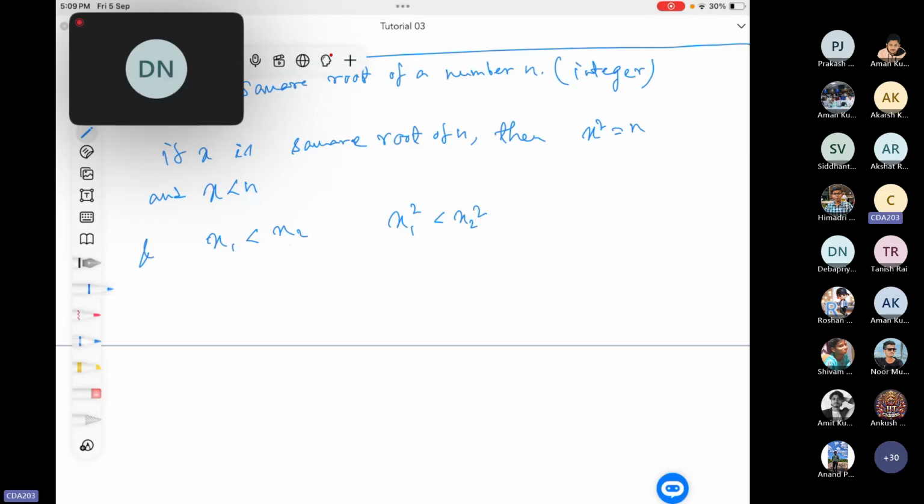These are the facts, right? So this implies that if the square of one number, in this case x2, is greater than the square of some other number, in this case x1, then the numbers are also in order, x1 should be less than x2, right? Okay, so we use this fact to design this algorithm.